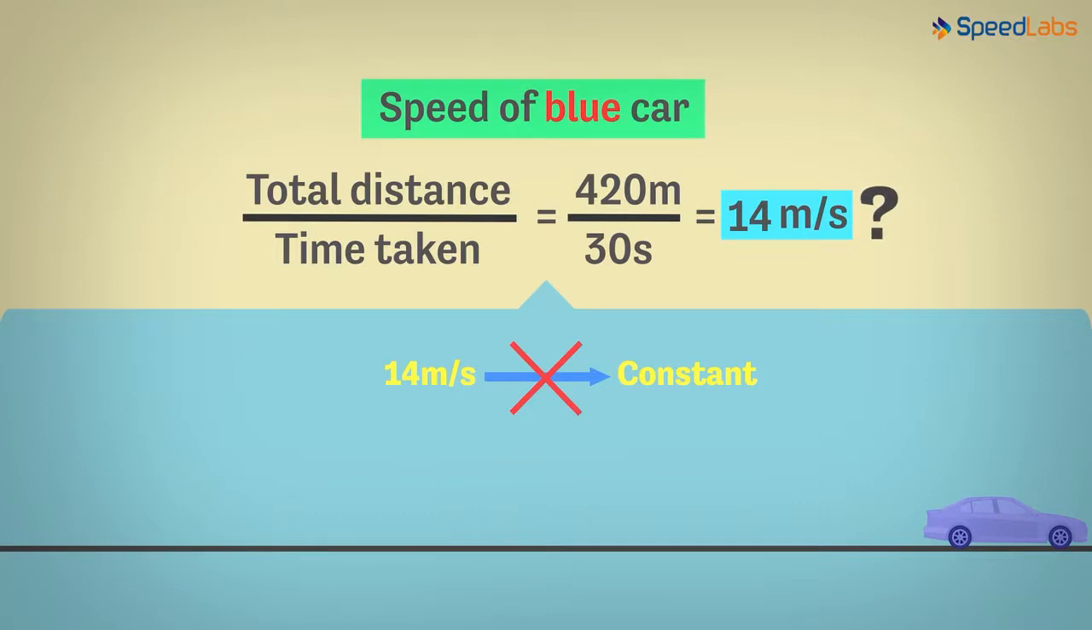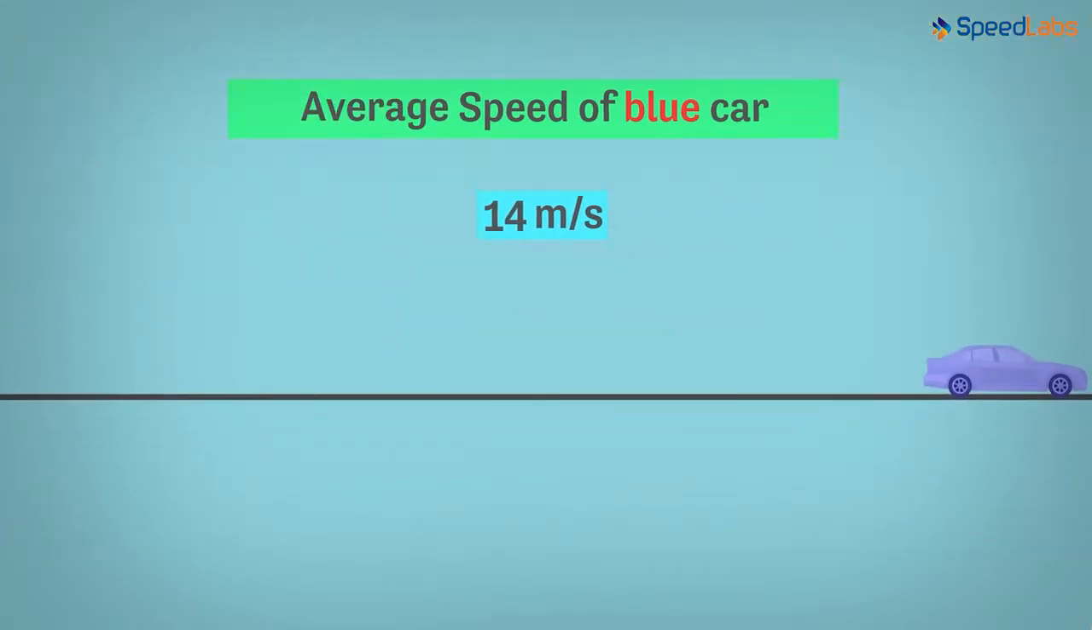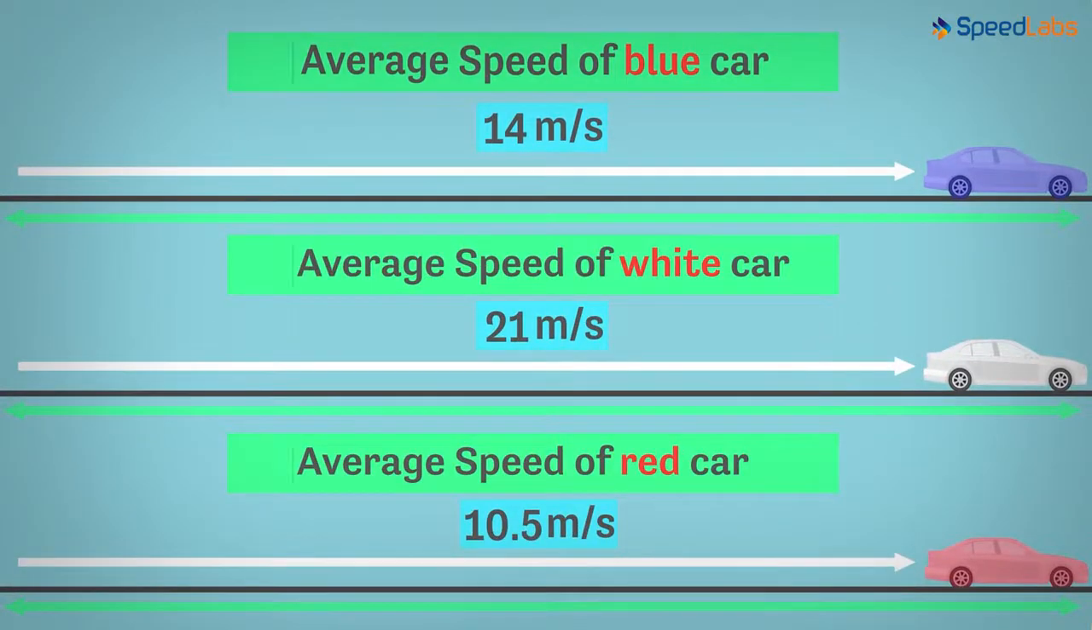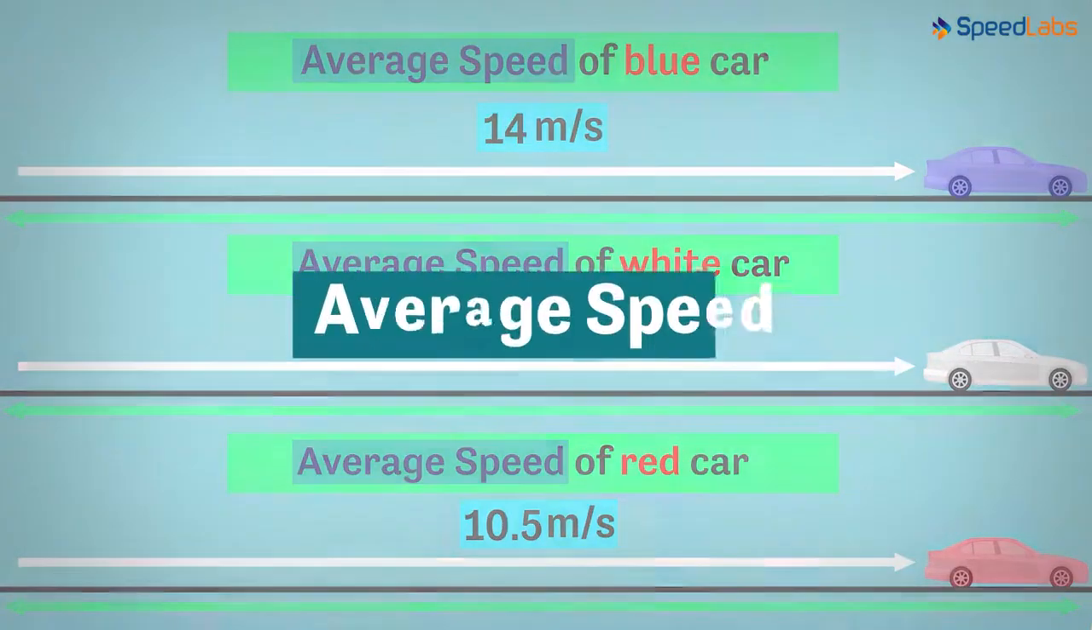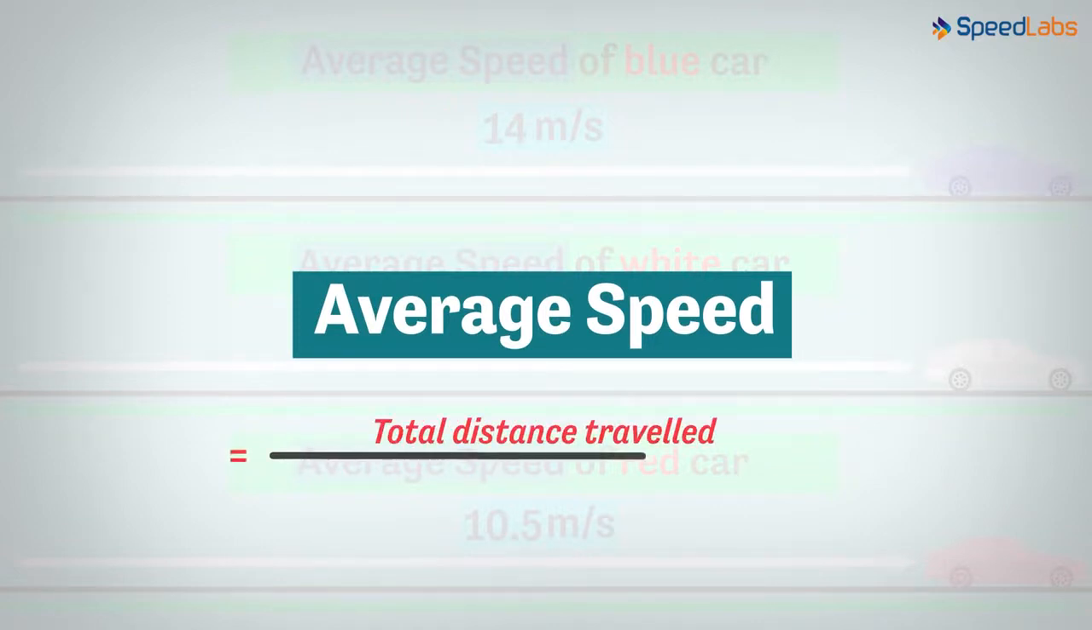The speed we calculated here is the average speed. In fact, in all the three examples, it was average speed. How do we define it? Average speed is defined as the total distance traveled by an object divided by the total time taken. We will continue to discuss more about average speed in our next video.